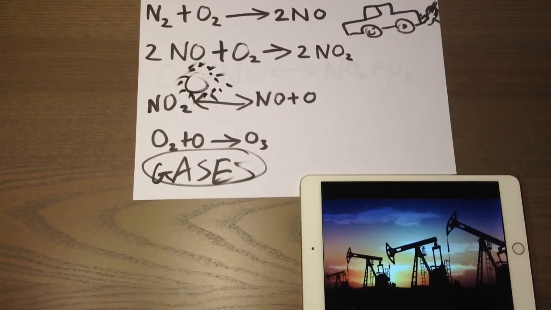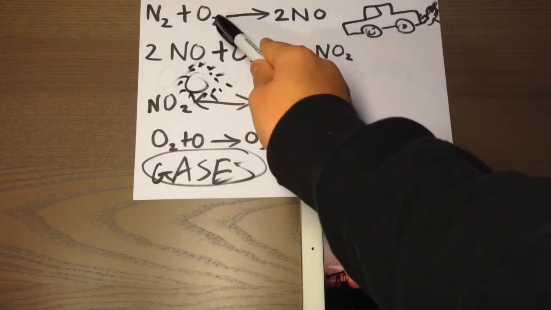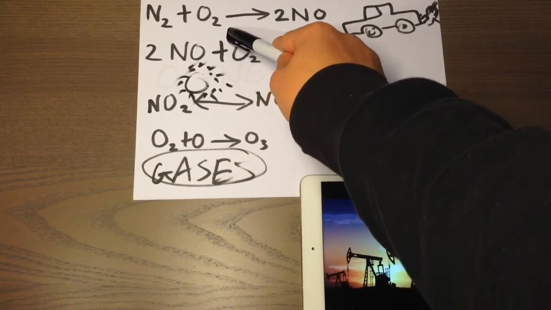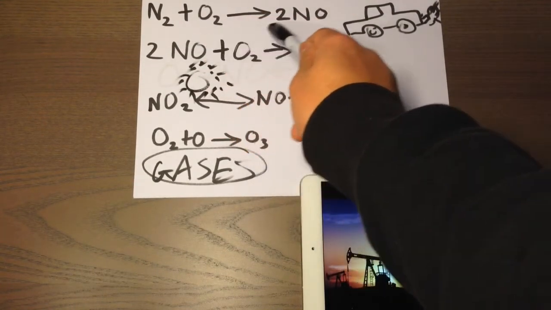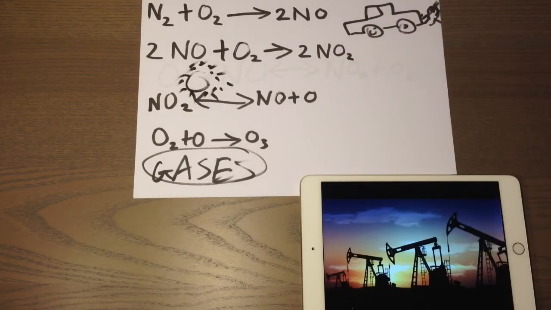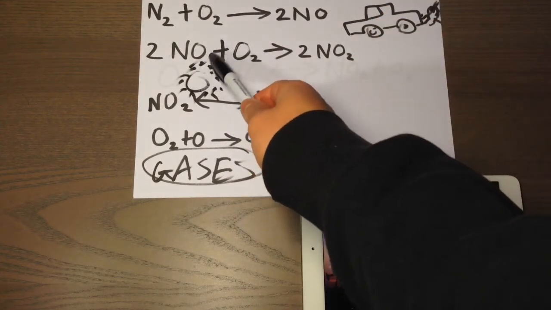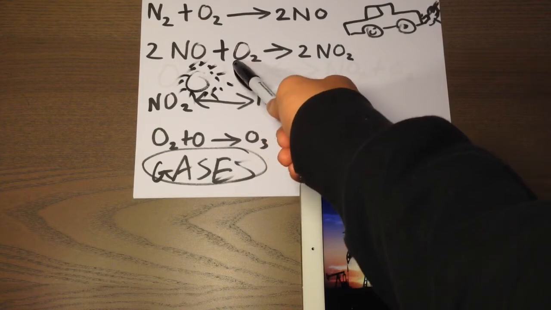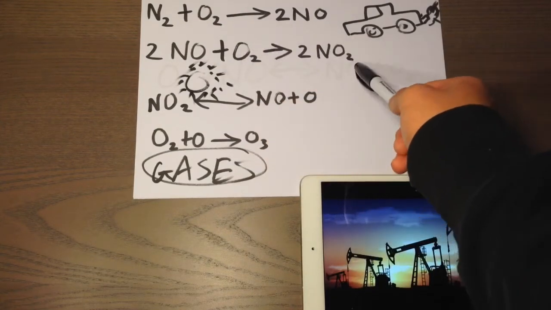Now I will talk about the chemical process of photochemical smog. When we burn fossil fuels, nitrogen gas and oxygen react in a combustion reaction to form two nitrogen oxide molecules. The nitrogen oxide then reacts with the oxygen molecule in the air to form two nitrogen dioxide molecules.